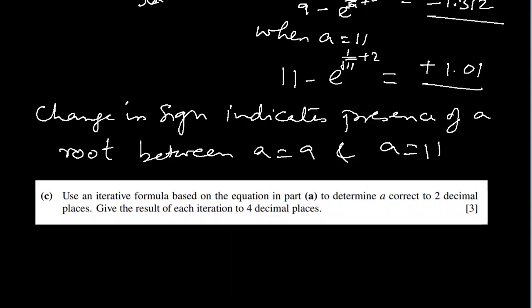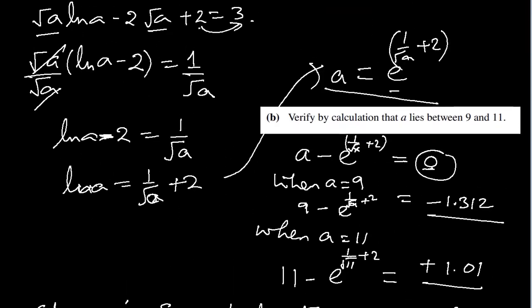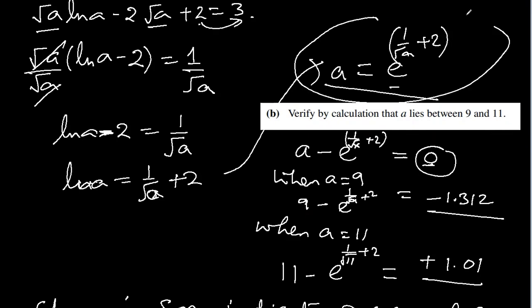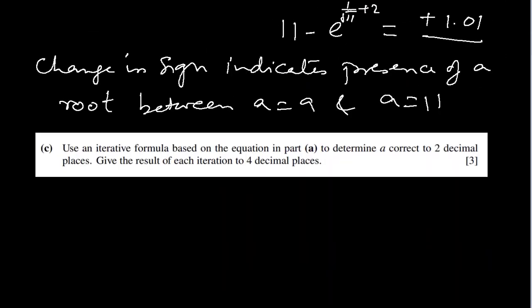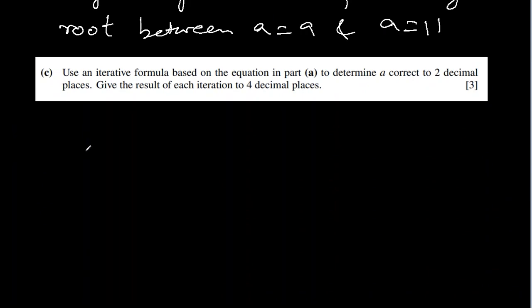Use the iterative formula based on the equation in part A. So this is part A solution, and we'll use this as iterative formula. And why iterative formula? Because both sides have A. Let me rewrite the formula again. A is equal to e to the power 1 over square root a plus 2. This was the equation. The one on the left, which is isolated, we write this as n plus 1. The one on the right side is written as n. So, which means that this a will be the next a if I substitute something here.